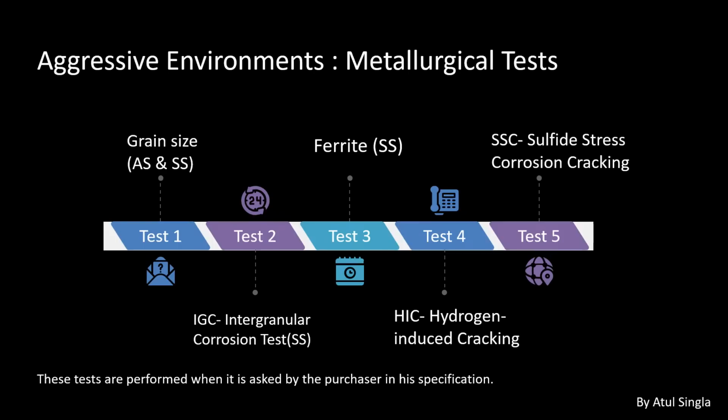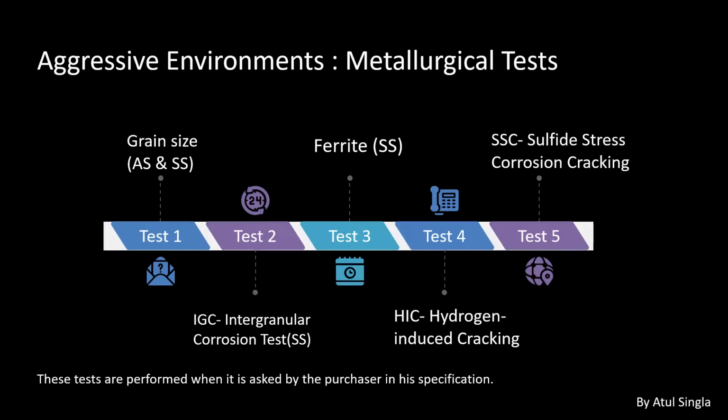Now in the process industry, the meaning of aggressive environments is with respect to the material, with respect to the internal and external atmosphere, environmental conditions, the fluid which is passing through the pipes, okay, and the process conditions. So with respect to all these factors, we define it as an aggressive environment.